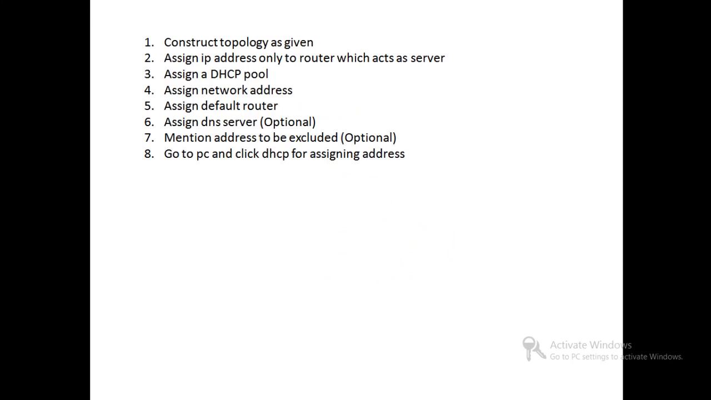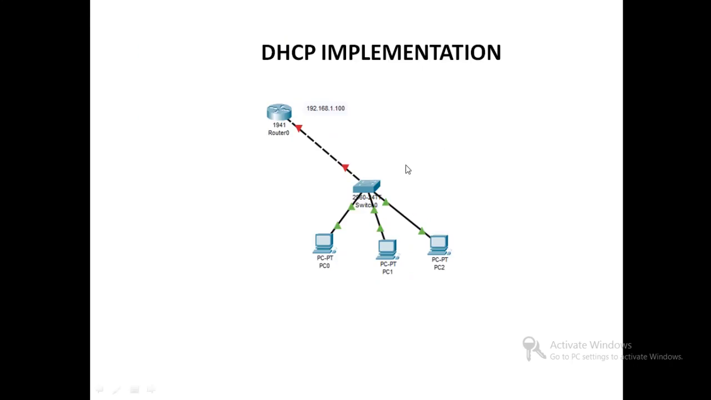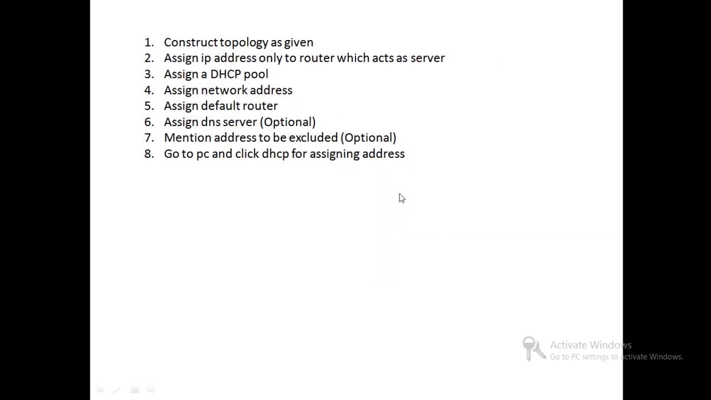Let us see first. First we need to construct the topology as given, which means we need to take the components and connect all these components as shown in the topology. Then we need to assign the IP address only to the router which will act as a server. So we are going to select the router which will act as a server.